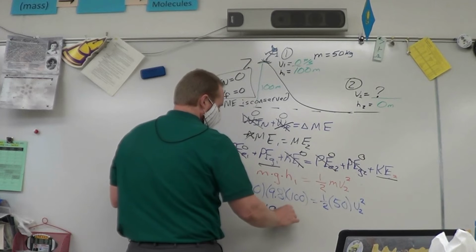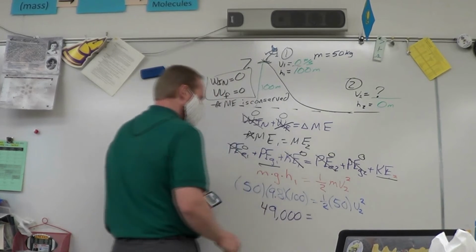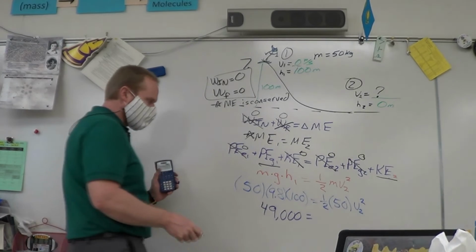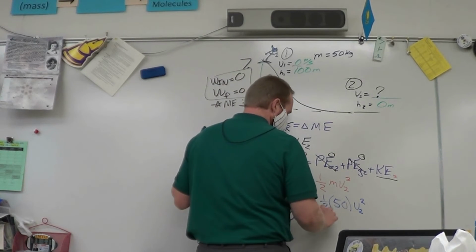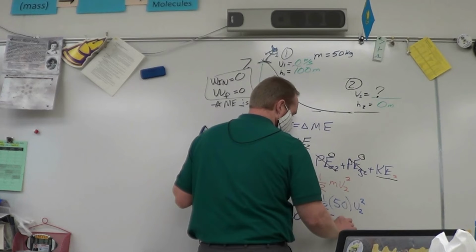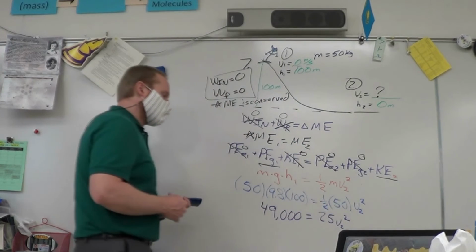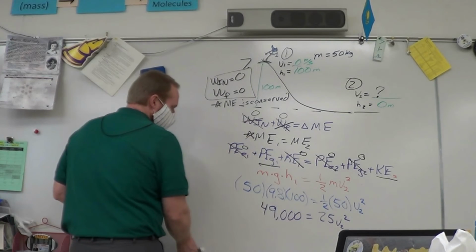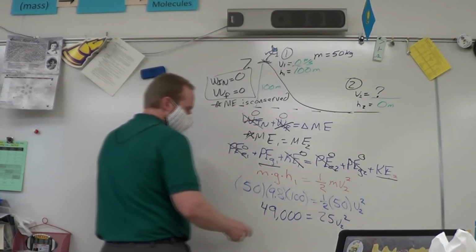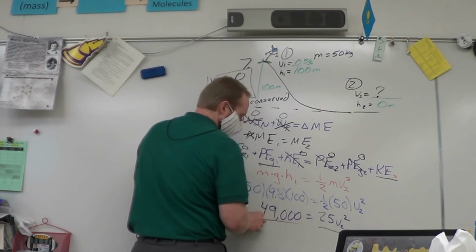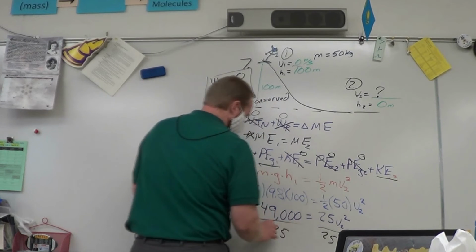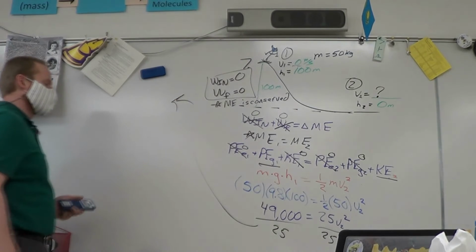If you would have chosen to cancel the masses, it would be 1/50th of what we started, but that's perfectly fine. So 1/2 times 50 times v squared is going to be 25 v2 squared. Algebra tends to be the biggest mistake that people make when we set these up. So just be mindful of that and do everything you can to try to minimize your algebra mistakes.